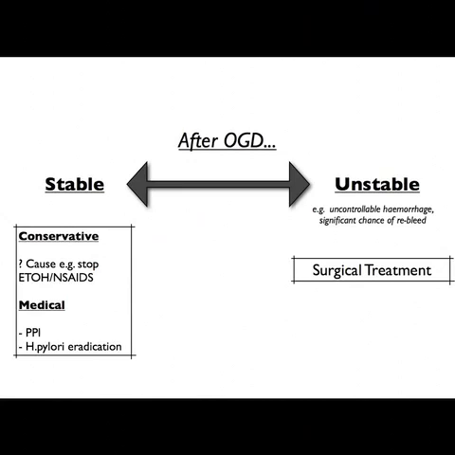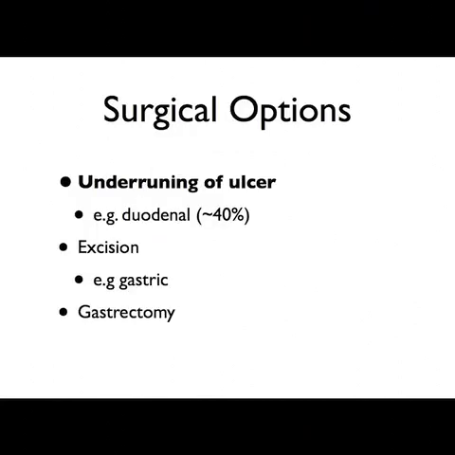It's probably important. So, as we said, if they're unstable, you're going to go to surgery. There are a couple of options. The most commonly used option, and this is probably because most actual upper GI bleeds are duodenal, about 40% of them, is an underrunning of the ulcer. If there's a gastric ulcer, this can be excised directly from the stomach. And finally, if it's very, very severe, you might need to consider doing a gastrectomy.